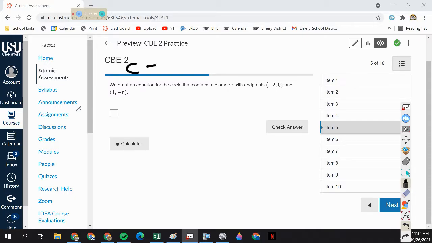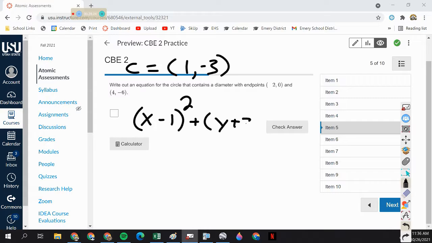Okay, my center will be the average of the x's. 4 minus 2 is 2, divided by 2 is 1. The average of the y's, -6 plus 0 is -6, divided by 2 is -3. Everybody all right with that? So my formula will be (x minus 1) and (y plus 3). And now I just need to figure out how far the center is from either of the two endpoints. It doesn't matter which one you pick.